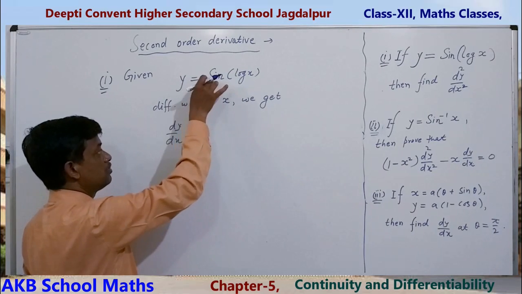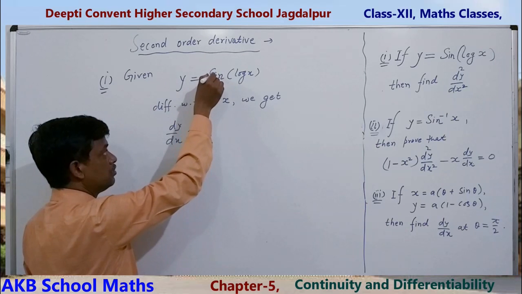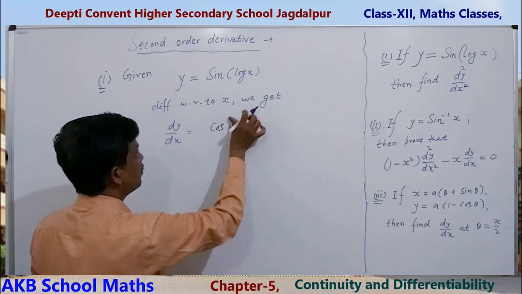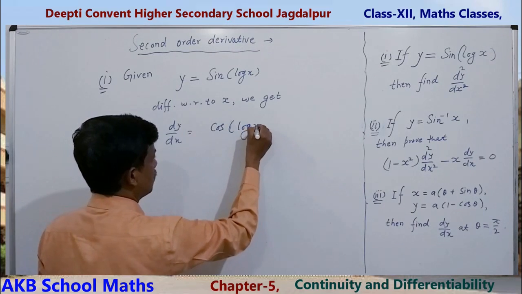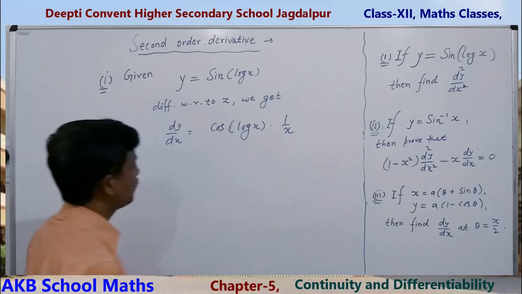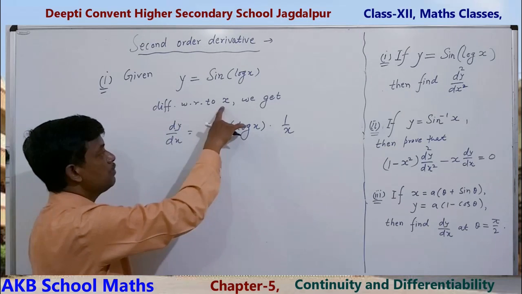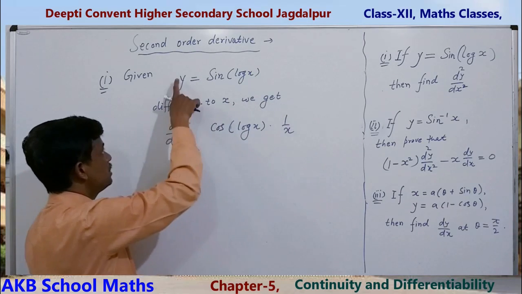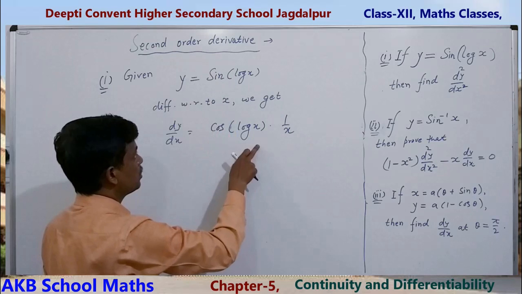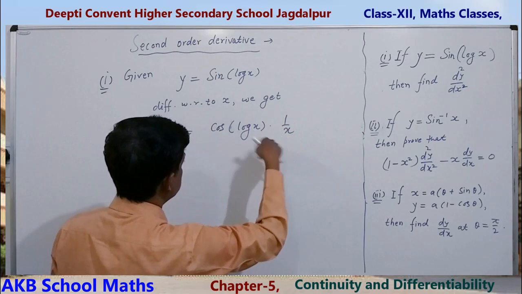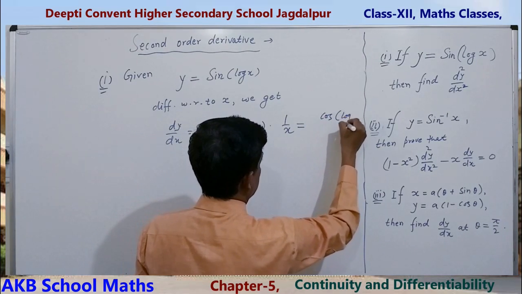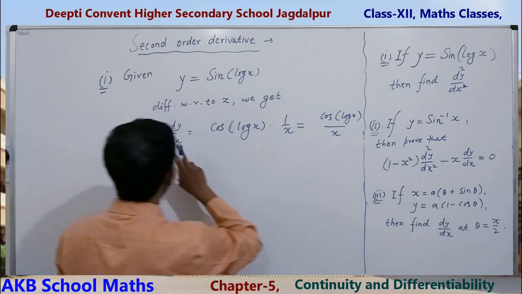So first differentiate with respect to x, the sin part. So cos of log x, and then again differentiate log x, 1 upon x. Differentiating dy dx, the derivative of this composite function: first the derivative of sin is cos, cos of log x, then the derivative of log x is 1 by x. So we get cos of log x upon x. This is the value of dy by dx.